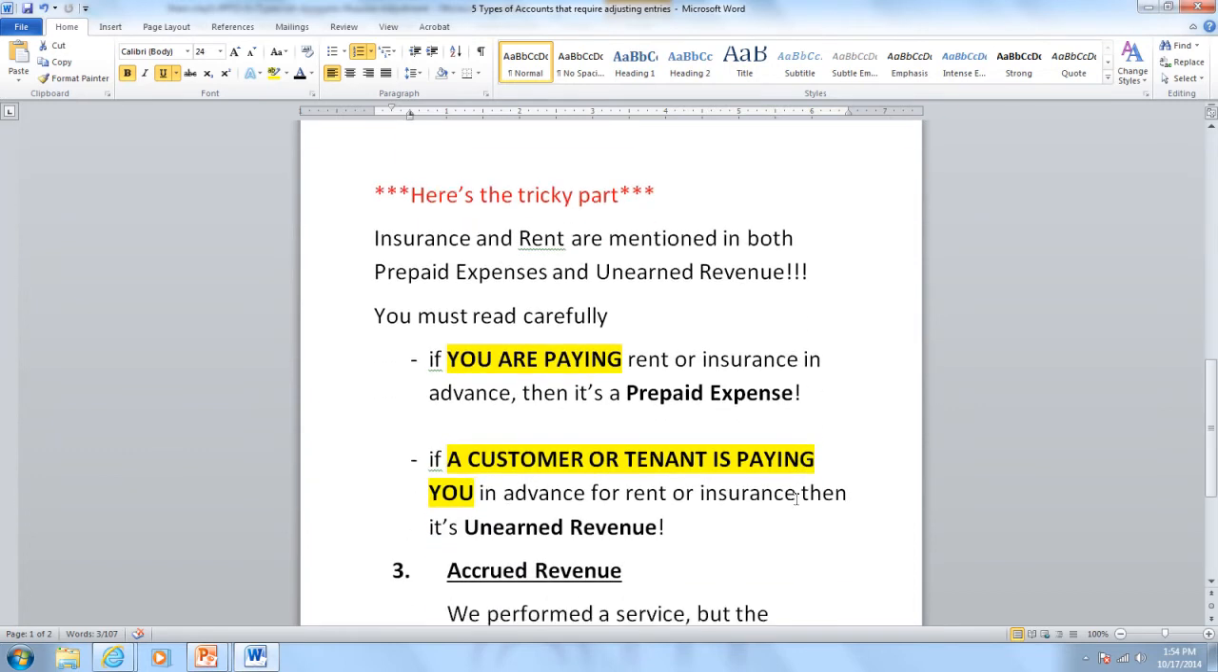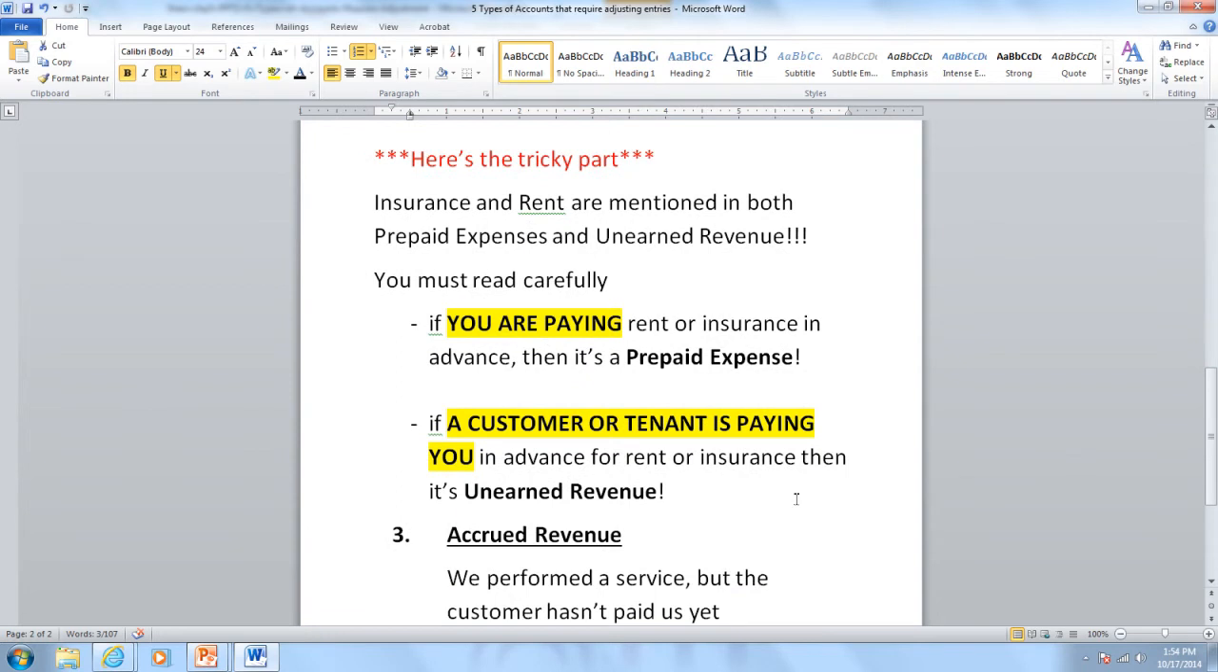But, accounting, there has to be a tricky part. The tricky part is, for insurance and rent, they are both mentioned in prepaid expenses and in unearned revenue. Here's what's tricky. You must read carefully. One of the things I find with my students is that you don't always pay attention when you're reading. Please take a minute and read and reread the questions before you go ahead to answer.